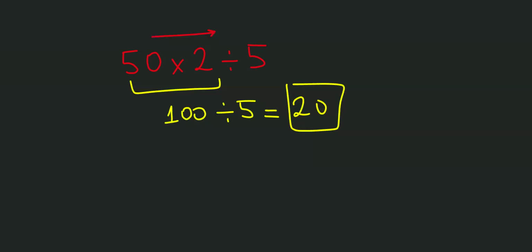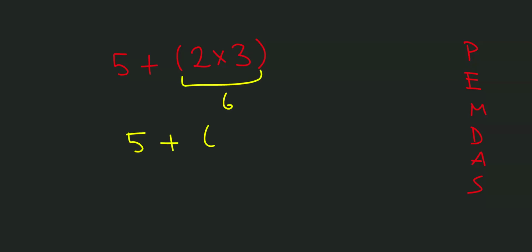So let's do some examples on the order of operations. Let's start with the basic examples. So the first example is 5 plus, in parentheses, 2 times 3. So let me write the PEMDAS here to remember the order. So according to PEMDAS, we should start with the parentheses. So let's take care of the parentheses first. 2 times 3 is 6. Then the expression becomes 5 plus 6, which is 11. So the answer is 11.